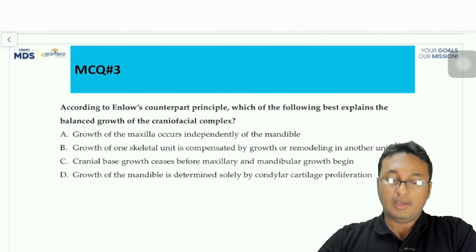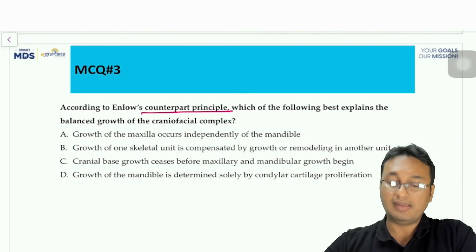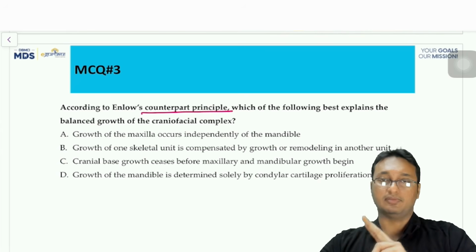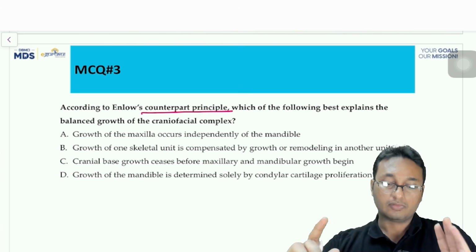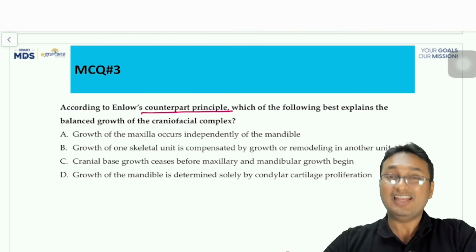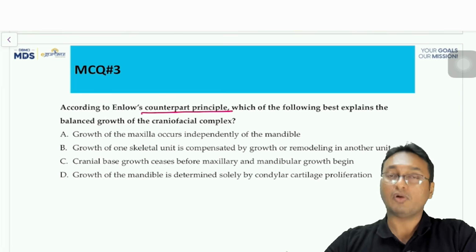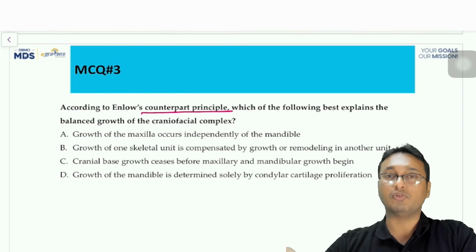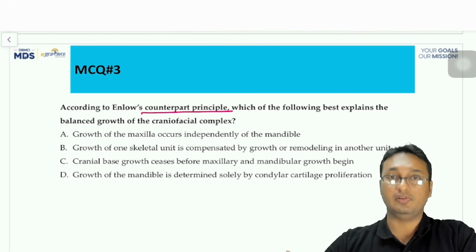Third question. According to Enlow's counterpart principle, which of the following best explains the balanced growth of the craniofacial complex? Now, Enlow had given two concepts, Enlow's V principle of growth and Enlow's counterpart principle. So, what does it say? Let's look at the options. Growth of the maxilla occurs independently of the mandible. Growth of one skeletal unit is compensated by growth or remodeling in another unit. Cranial base growth ceases before maxillary and mandibular growth begins. And growth of the mandible is determined solely by condylar cartilage proliferation.